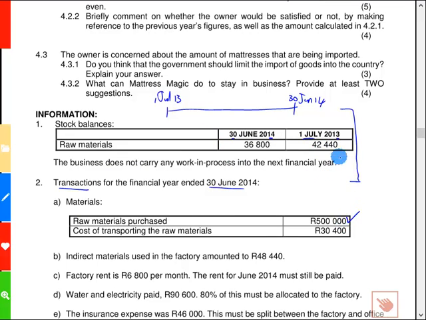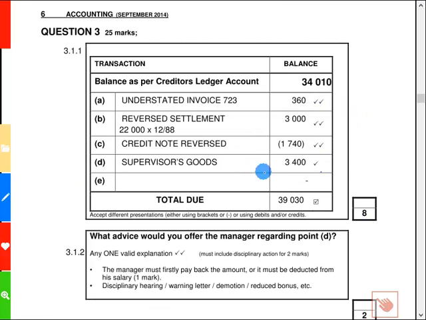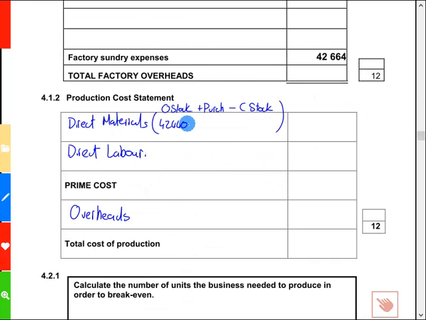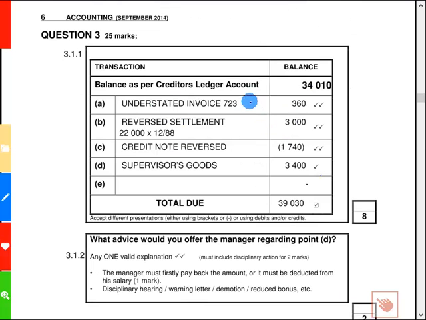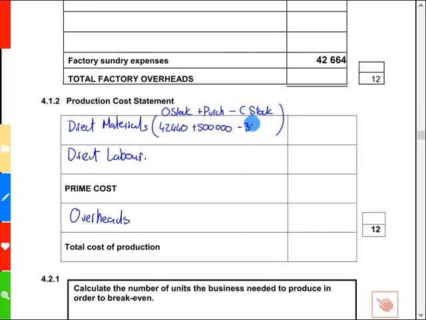500,000. There we go. As you use the information, you can tick them off. That's just exam technique. Plus 500,000. Make sure you put down your calculations. If you just put a final figure here, no marks if you get it wrong. And our closing stock is 36,800. There we go.